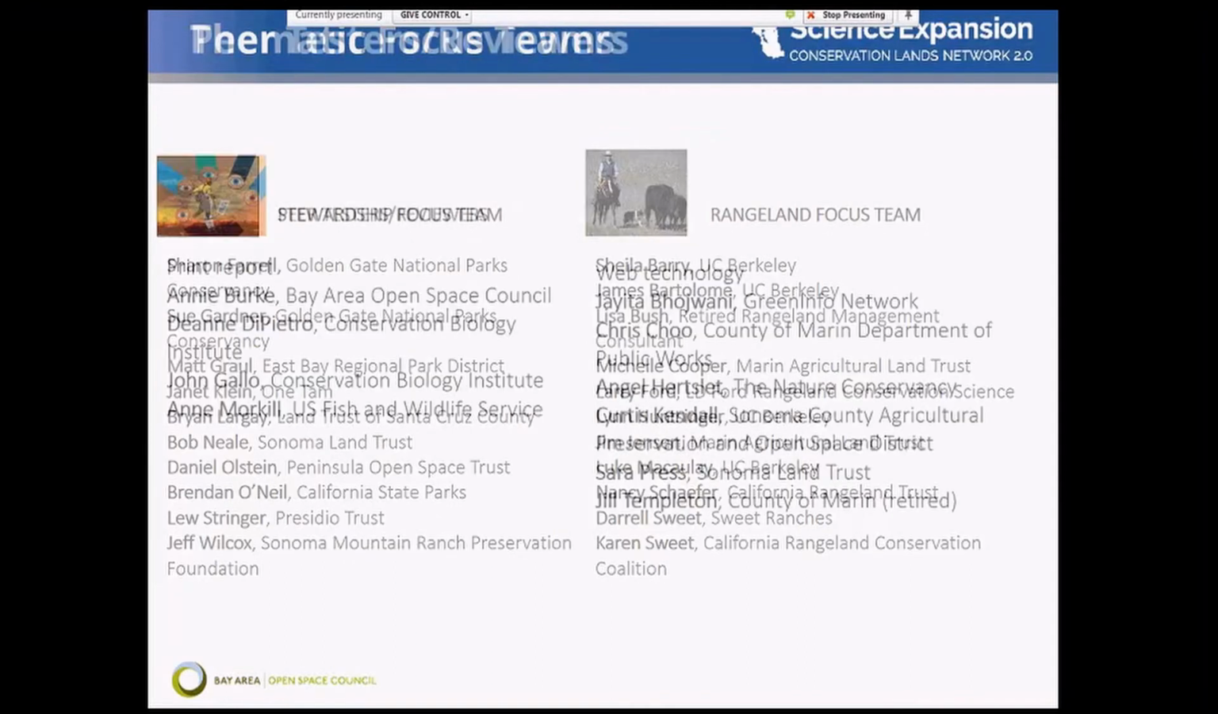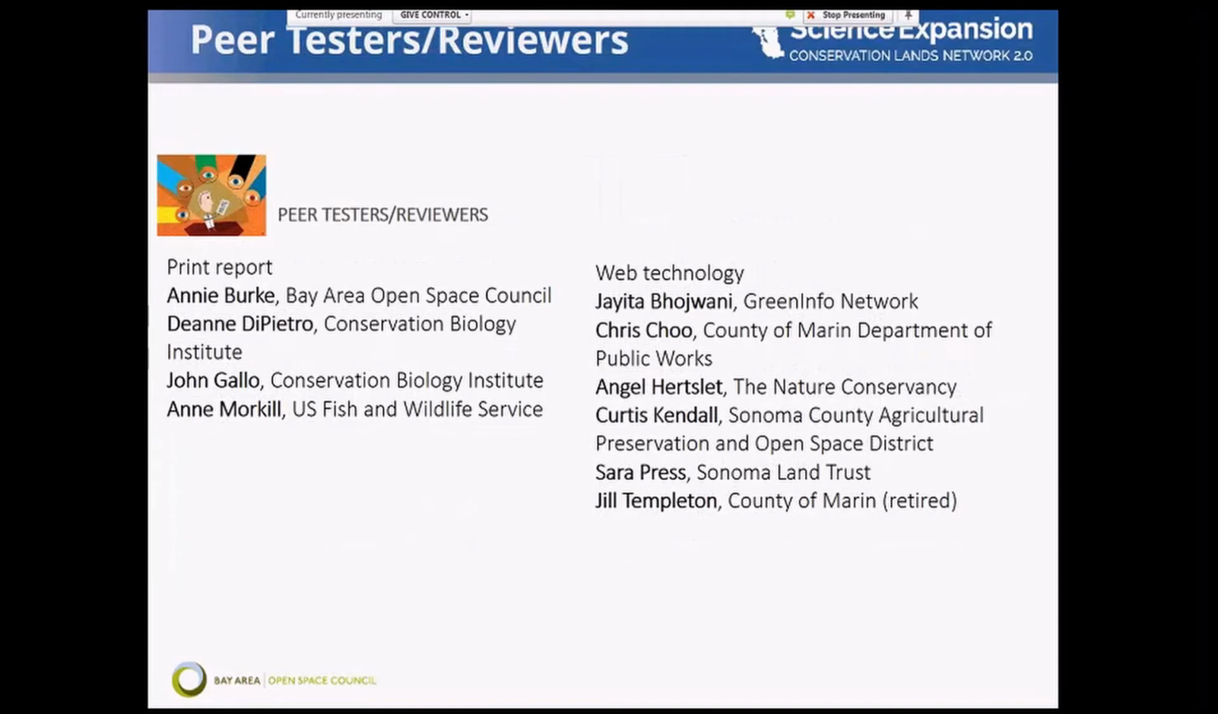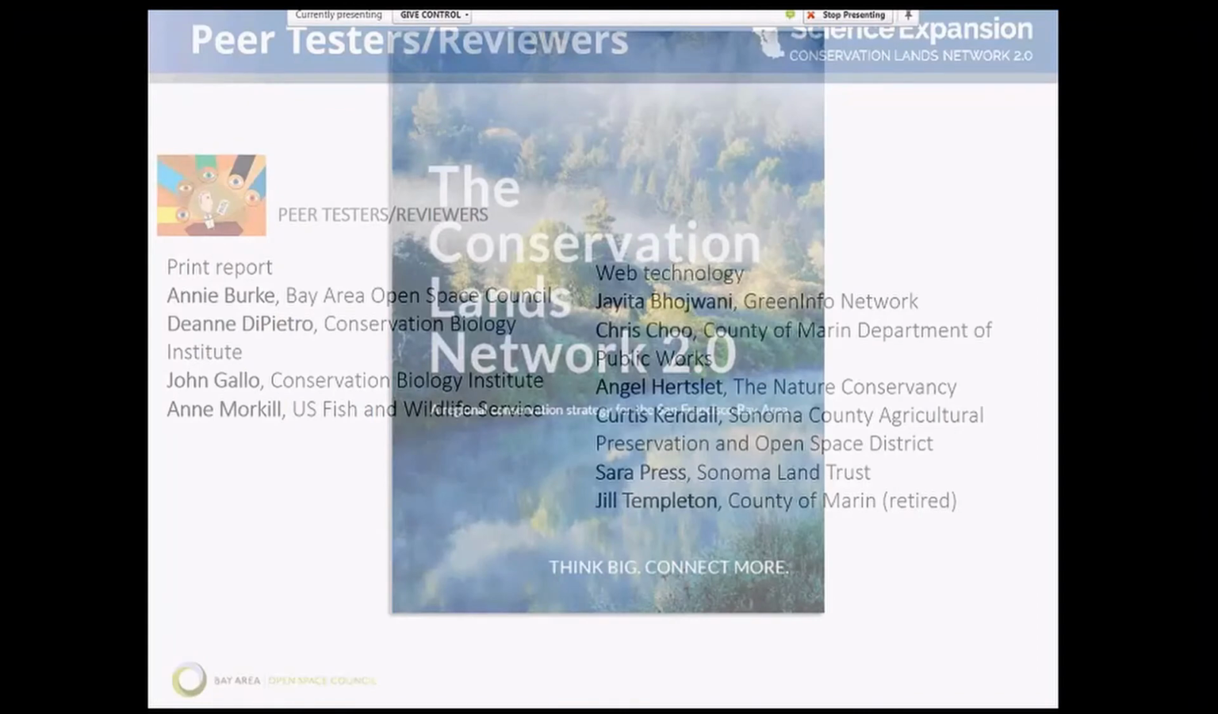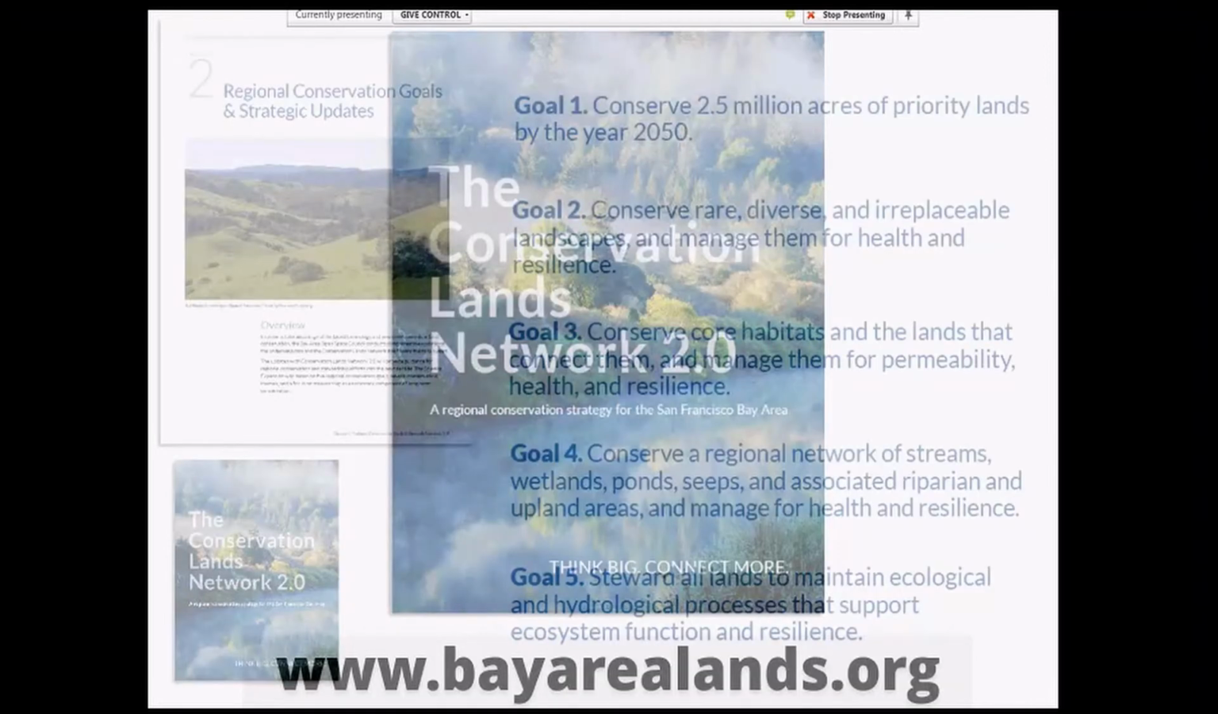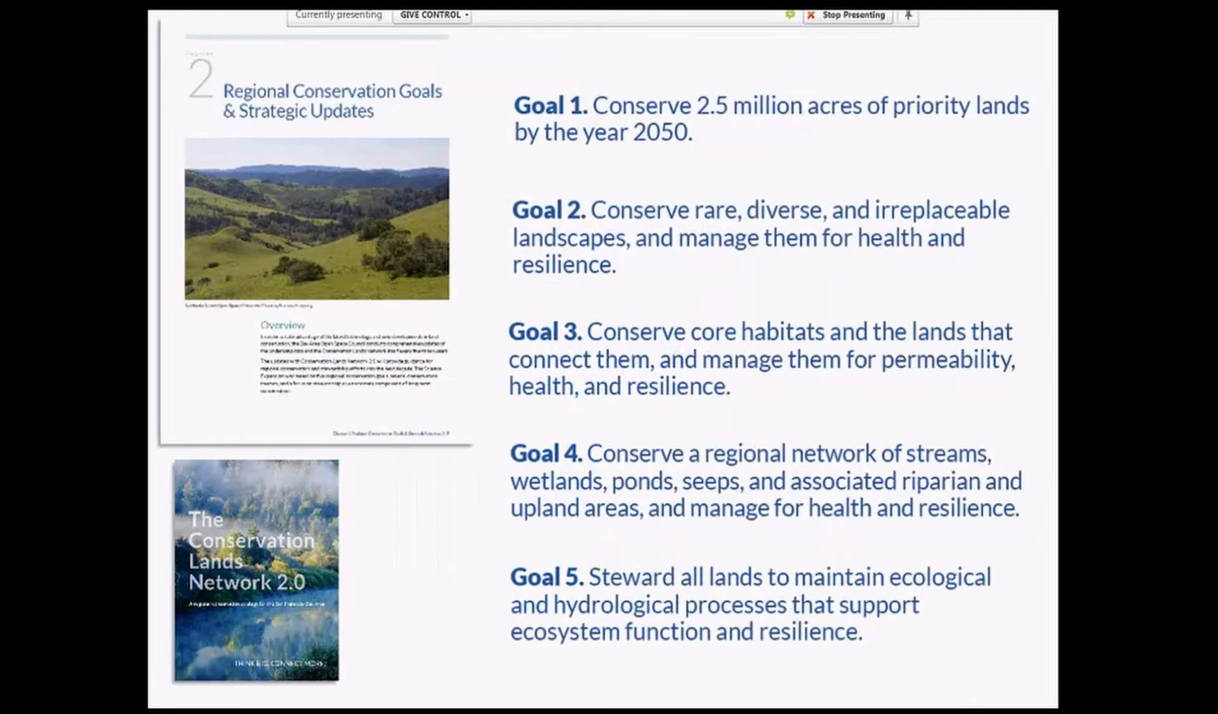We also had a cadre of peer testers and reviewers as we put content out, particularly our web interfaces. These folks reviewed and gave us feedback. And all of this is encapsulated in a report that we hope you take a look at, bayarealands.org. There's a lot more in there than I've just presented, so I encourage you to take a look at that. And in there, the steering committee of the Conservation Lands Network 2.0 came up with some 5 overarching goals, or 4 to complement the 2.5 million by 2050.